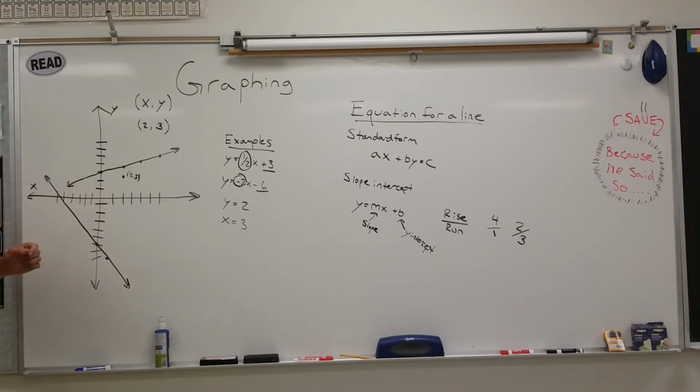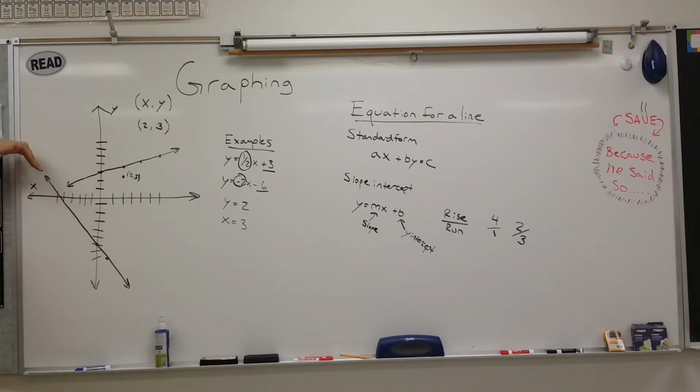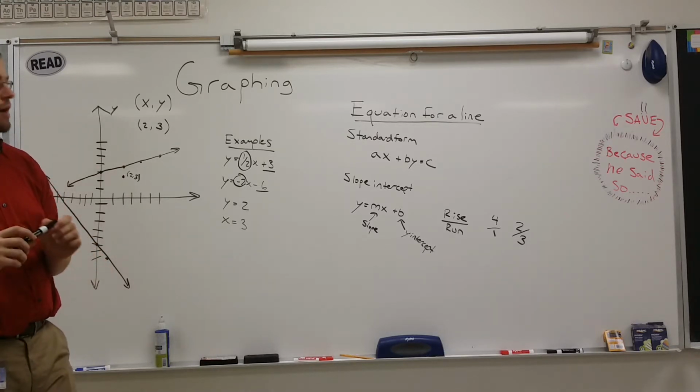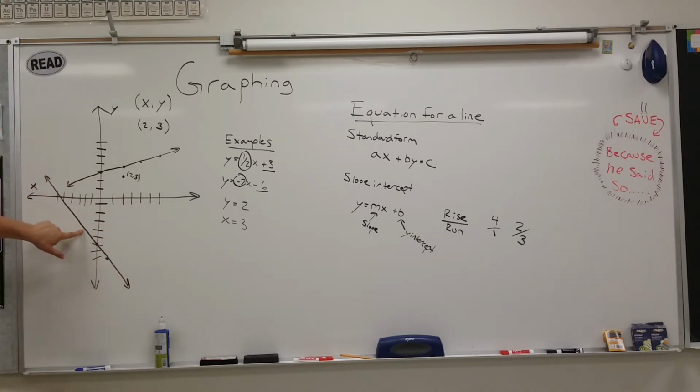Notice that a positive slope creates a line that looks like it's going uphill, and a negative slope causes a downhill looking line. That's important. If you have a slope that is positive and your line looks like this, you didn't do it right. So make sure you keep that in mind.